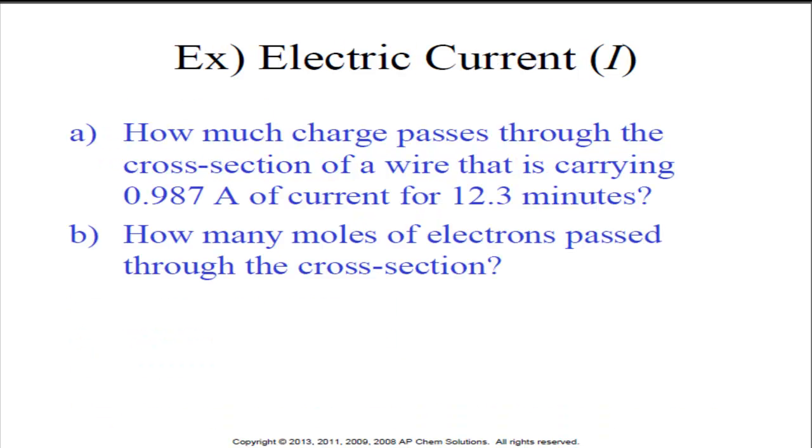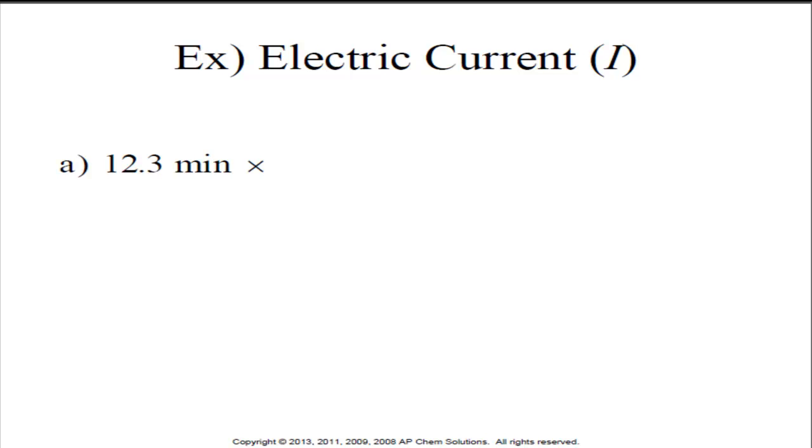Alright, so a question that we might have would look like this. How much charge passes through the cross-section of a wire carrying 0.987 amps of current for 12.3 minutes, and how many moles of electrons pass through that cross-section? So what are we going to write down first? In our first problem, we want to know how much charge is passing through our wire. So the charge is measured in coulombs. Okay, so we're going to have to work our way to coulombs in our dimensional analysis.